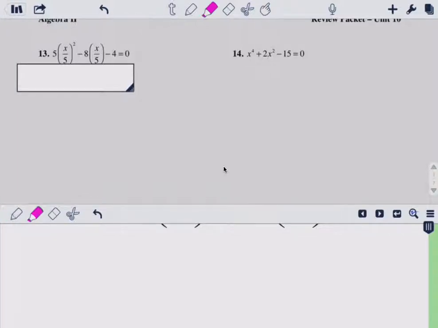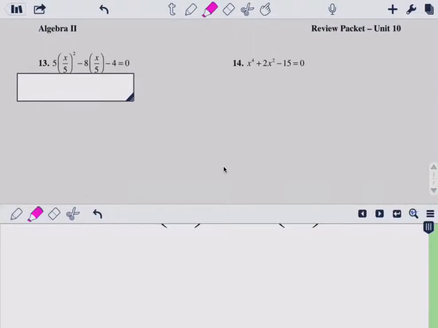Okay, so this is Algebra 2 fourth period, Unit 10 review. We are covering problems starting with problem 13. We're still doing u substitutions. In this case, u is equal to x over 5.